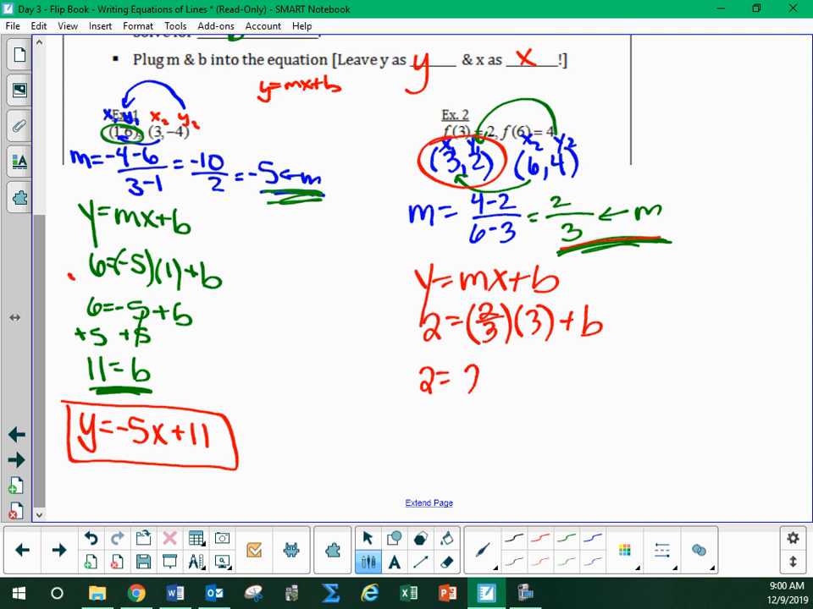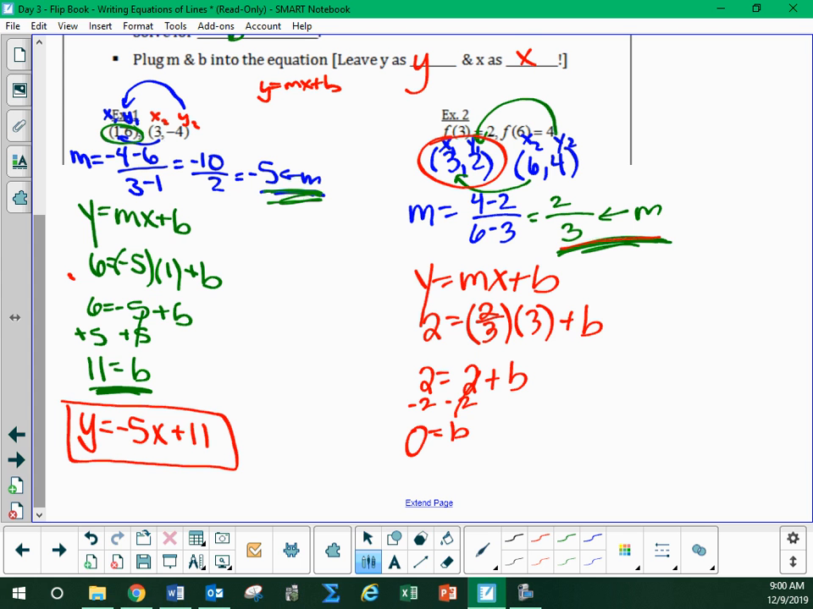We get 2 equals 2 plus b. I'm going to need to subtract my 2 from both sides. 2 minus 2 is 0, so I get my b value is 0. It's okay if you do get that. You're not going to get it very often, but it's a possibility.